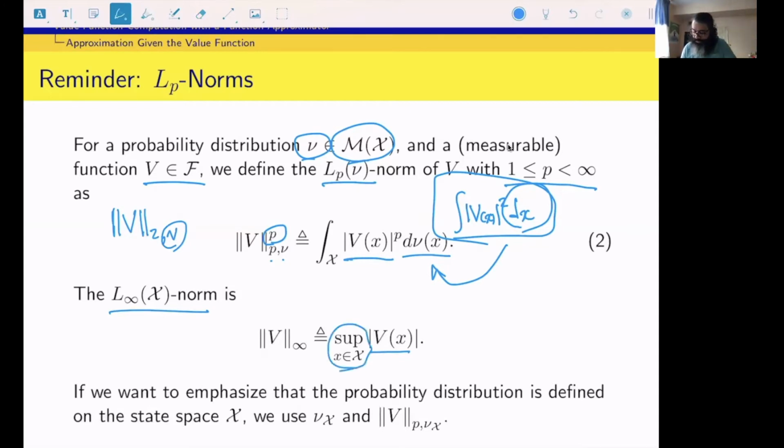I guess that's what I want to say here. If I want to emphasize in some cases that the distribution is defined over state space, so it's defined over X and not state-action space, not X and A, I may use a subscript of X to emphasize that. So I write it nu of X, and then the norm would be like this.